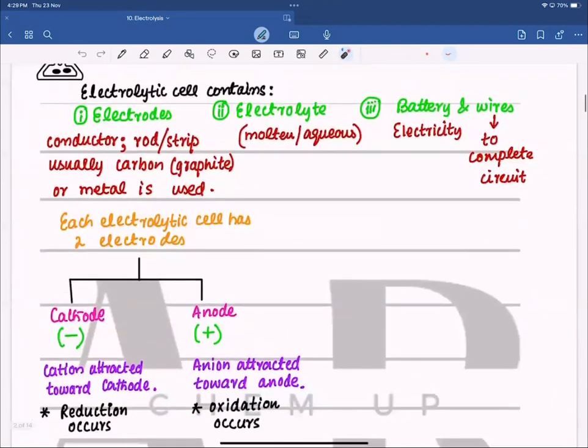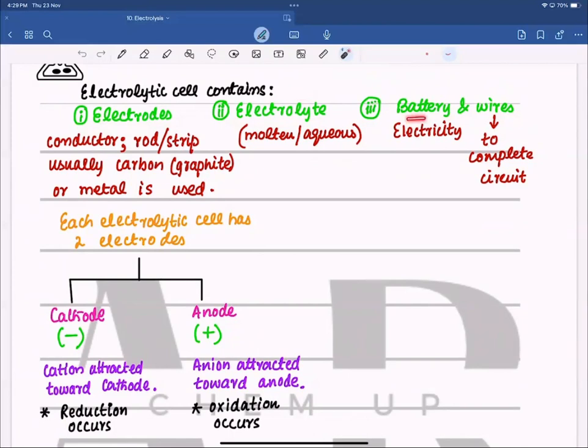Now let's see. When we talk about electrolytic cells, they have three components. First, understand this. One is called electrodes, the other is called electrolyte, and the third is a battery and wires. We have discussed the electrolyte, right? All of you understand what an electrolyte is, right? Yes, Aisha and Safwan? Yes.